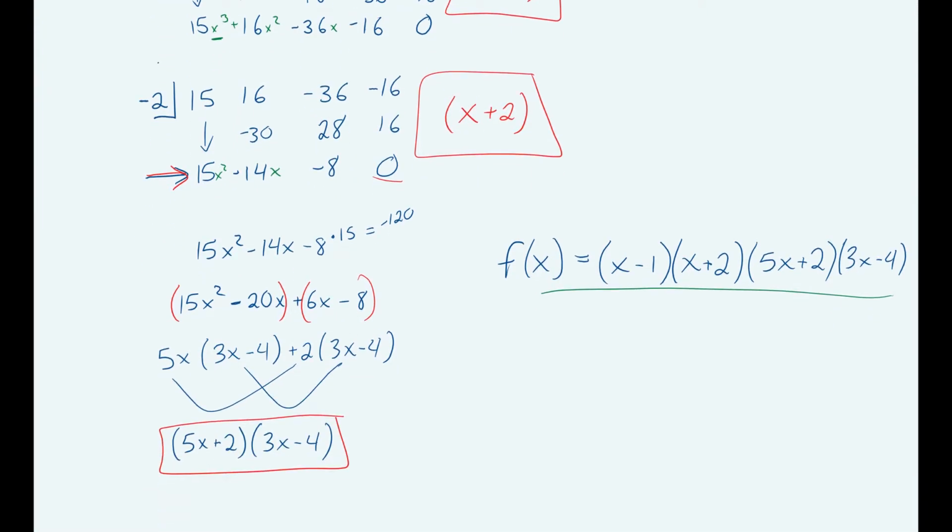And just for kicks and giggles, we can also say this function has the zeros x equals 1, negative 2, negative 2/5, and a positive 4/3. Those would be the 4 zeros of that function. I did that by setting each factor equal to 0. A lot of cool things we can pull out of our synthetic division, and it makes it nice and quick and easy to do.